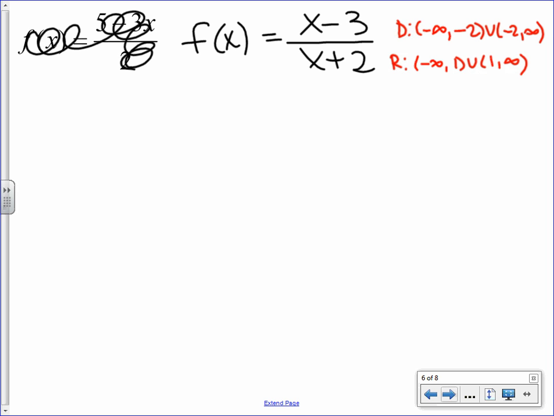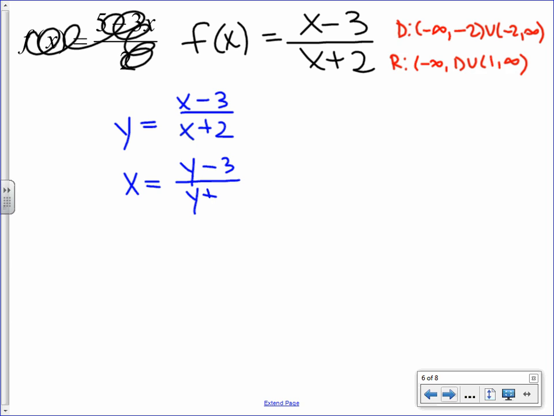All right, so let's worry about the inverse. First thing, change f of x to y. Then to find the inverse, no matter what we do, algebraically or graphically, what do we do with x and y? And now we have to solve for y. Ideas. How do I solve for y?